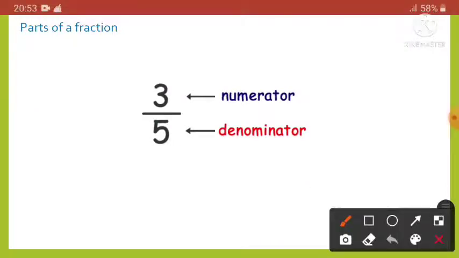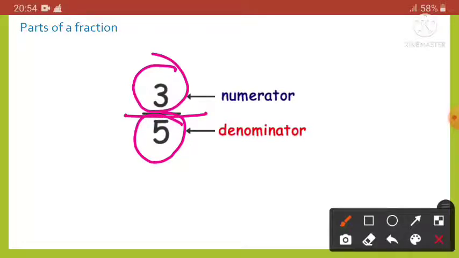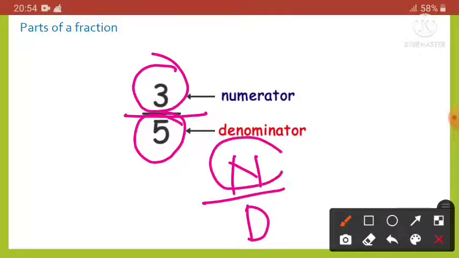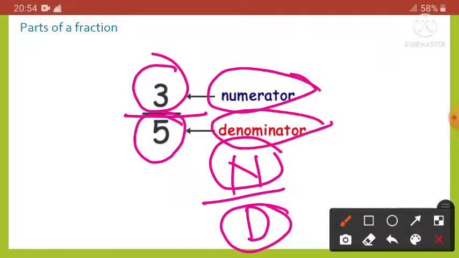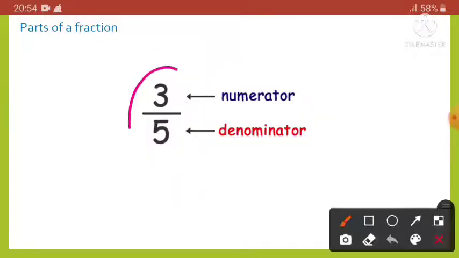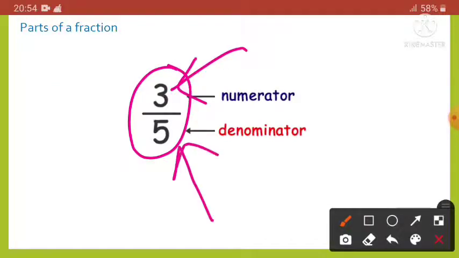Now a fraction has two parts. One is numerator, another one is denominator. So numerator gives the idea of the part chosen, and denominator means the total parts, already discussed. The numerator and denominator are separated by a dividing line. So we can write it as n by d, where n means numerator, d means denominator. So in this fraction 3/5, the numerator is 3, denominator is 5. Got it? Okay.